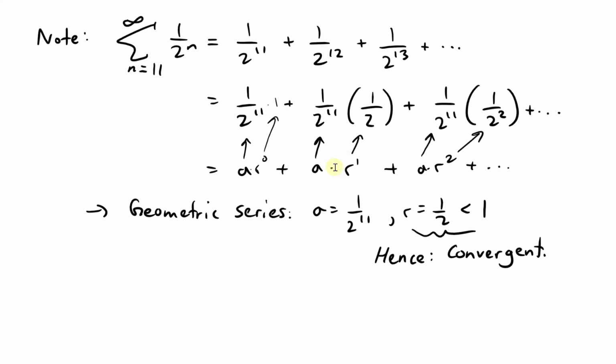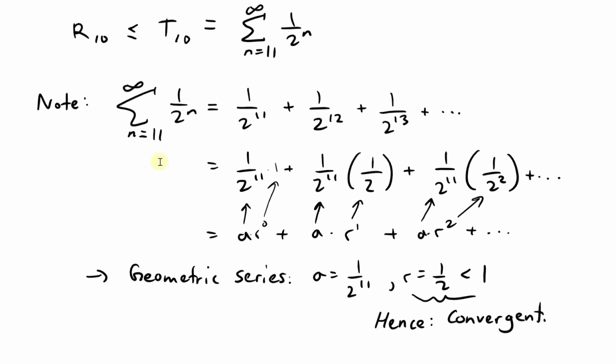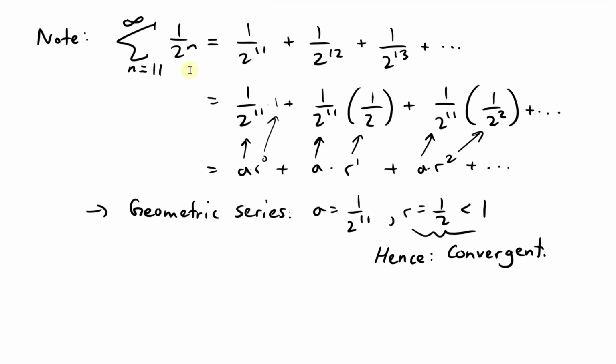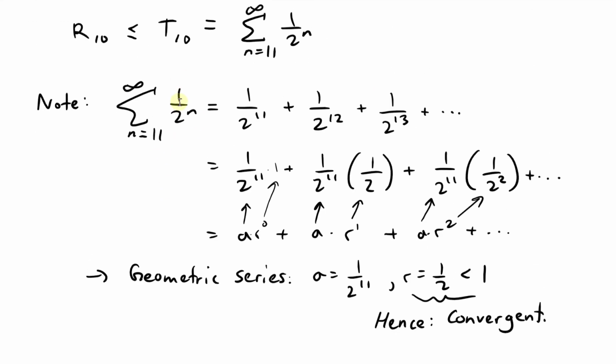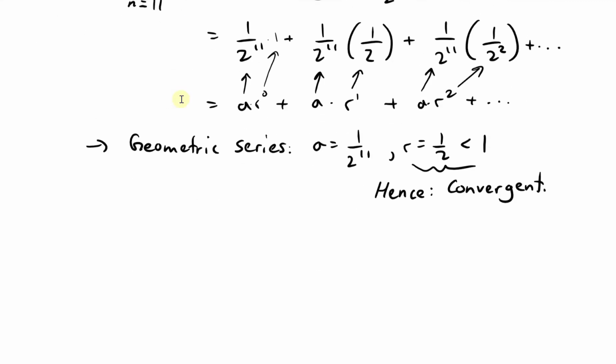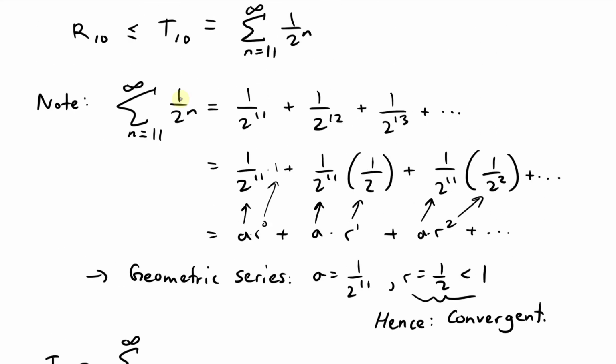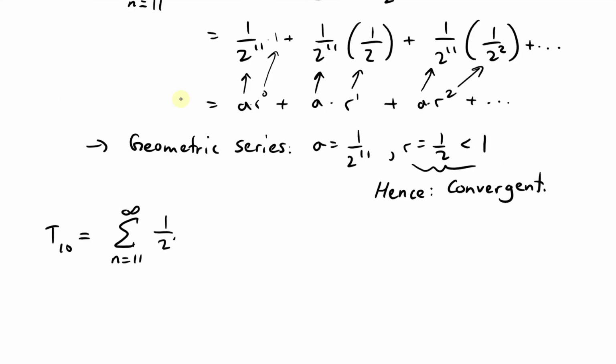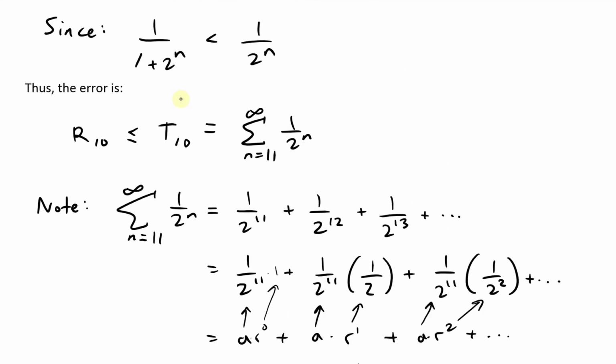Now that this is a convergent geometric series, we know the formula for the exact sum of this. So in other words, what we have here is the remainder of this comparison series T10, so we're looking at the sum from n equals 11 up to infinity of this 1 over 2 to the n. So that's what we have here.